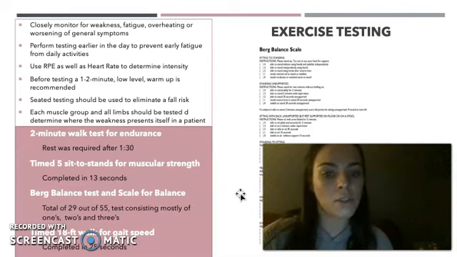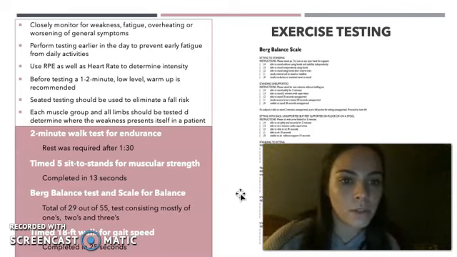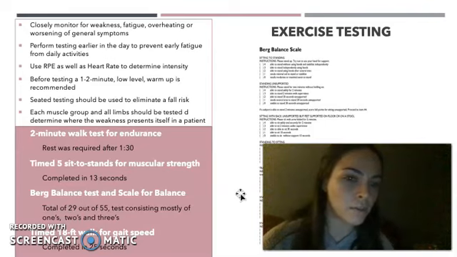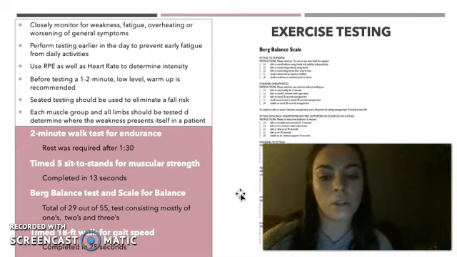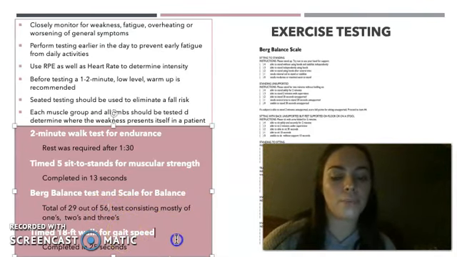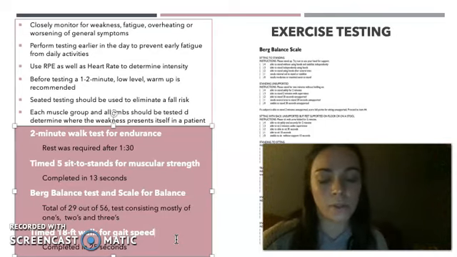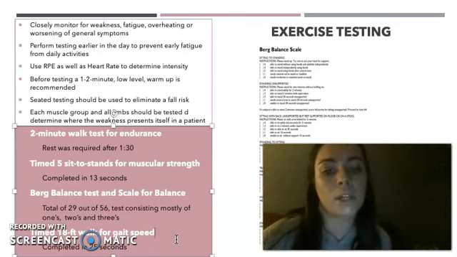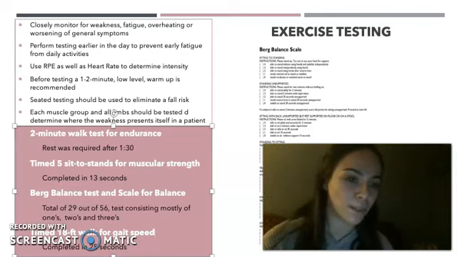Next was a Berg balance test and scale for balance, which you can see I put to your right. It's a test with scaling from 0 to 4 on how well they complete the activities. His total was 29 out of, I should say, 56. His test consisted mostly of 1s, 2s, and 3s, more leaning on the 1 and 2 sides, but didn't have any 0s, so that was a plus. And then we did a timed 18-foot walk for his gait speed, which he completed in 25 seconds, which isn't too long, but it's still longer than expected.